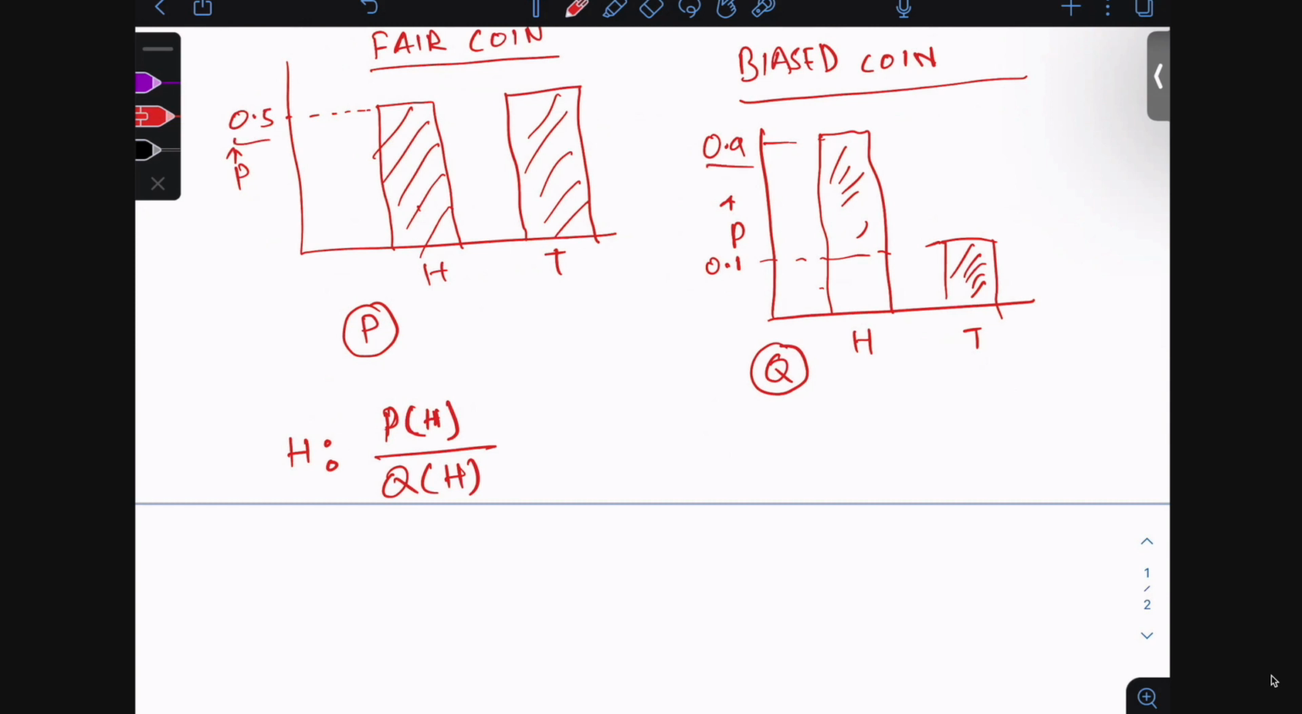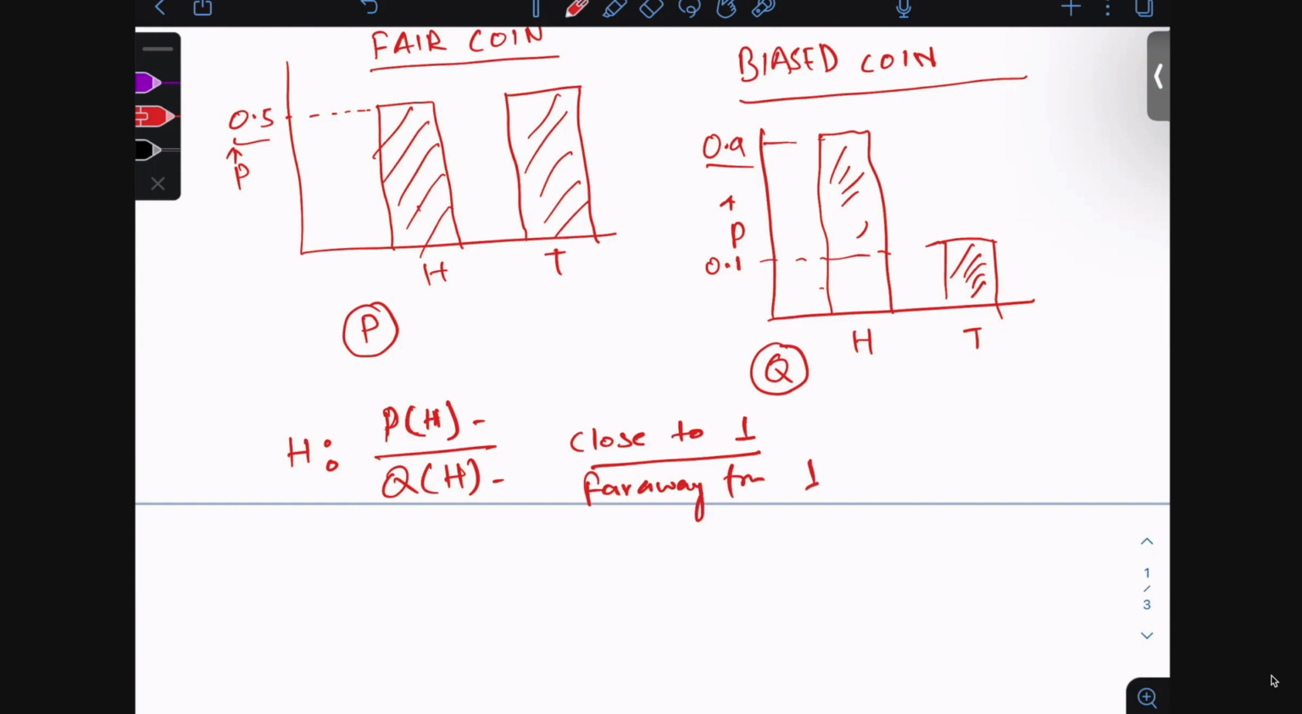So if the number is very high, very close to 1, what will it prove? That this and this are very similar, right? They are similar items. If it is very far away from 1, then what will it tell you? It will tell you that they are very dissimilar.